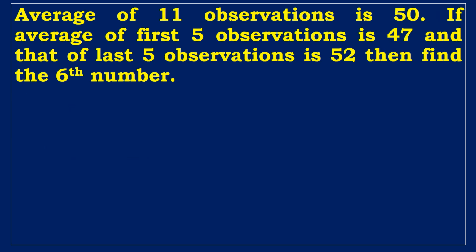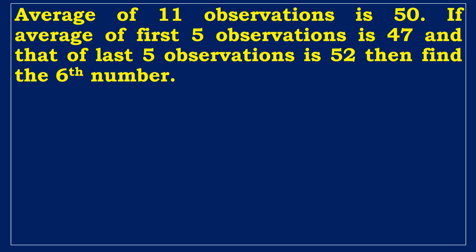Let's look at the third example to understand the basic concept of averages. The average of 11 observations is 50. If the average of the first 5 observations is 47, and that of the last 5 observations is 52, then find the 6th number. We can use the information provided to set up an equation to find the 6th number.